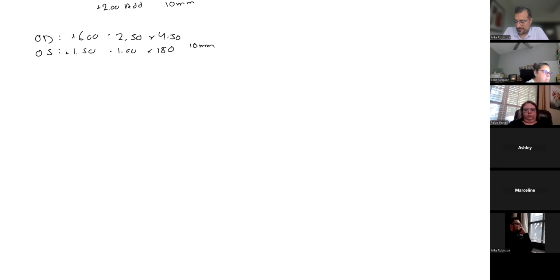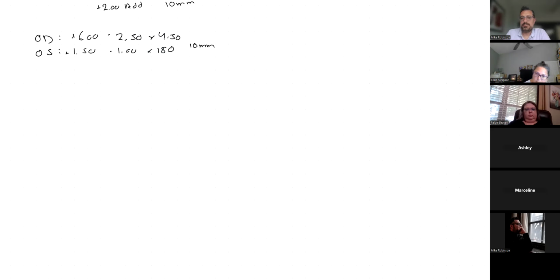Oh, I subtracted instead of added. So basically you're taking all the prism and throwing it into one little bin. So 5.25 base down OS. 5.25 base, is it up? It's always up for Slab-Off. So whenever you're adding Slab-Off to it, you're always cutting base up prism into the lens.